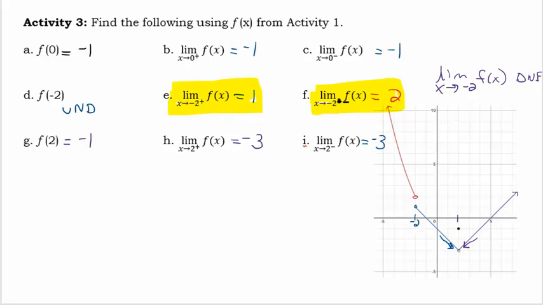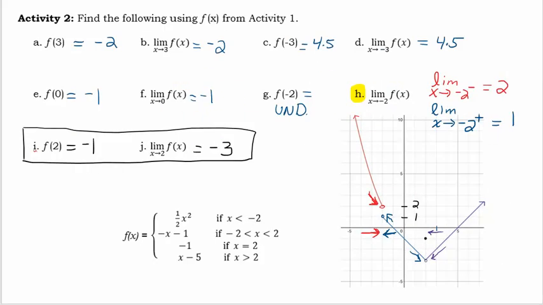So the limit as x approaches -2 of f of x, without any distinction from the left or the right, does not exist. So that takes us back to activity 1, where we were asked this question: what is the limit as x approaches -2 of f of x? And we said, well, it looks like it's 2 from one side and 1 from the other side, and that is true, and those are the left and right hand limits, but because they are different, the answer to question H is does not exist.